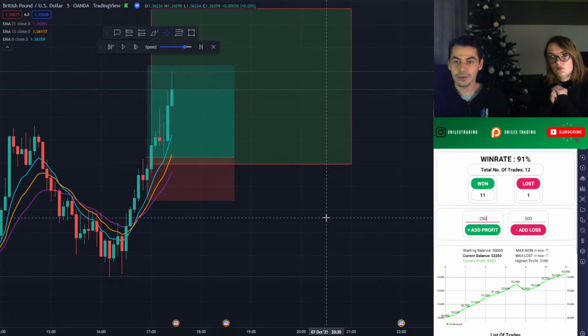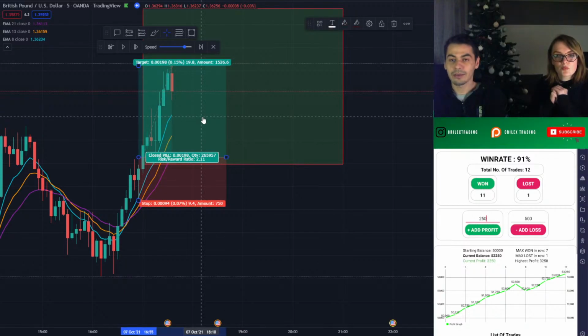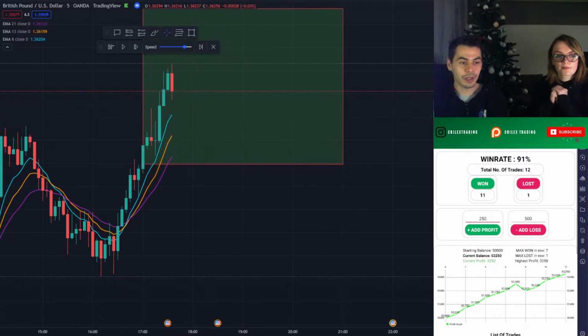We'll just keep it like this for backtesting purposes. And actually the 2-to-1 was hit as well. So we have a full win on the 7th of October. Let me mark it on the Excel sheet, sorry.